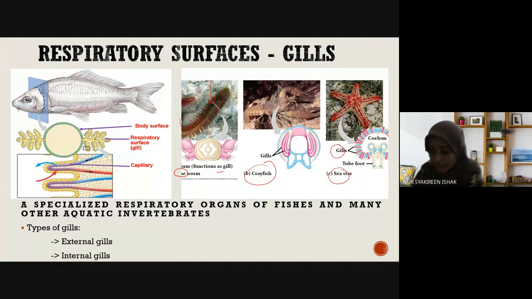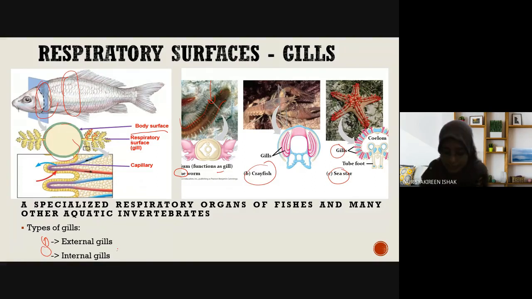Okay, for the respiratory surface. So kalau awak tengok kat sini, so this is the body surface. Okay, the green, yang ni lah the body surface. Then in the gills, you have many gill lamellae here, okay, that are surrounded by many blood capillaries. For aquatic organisms, they have two types of gills. The first one is external gills and the second one is internal gills. Depends on the organism lah.